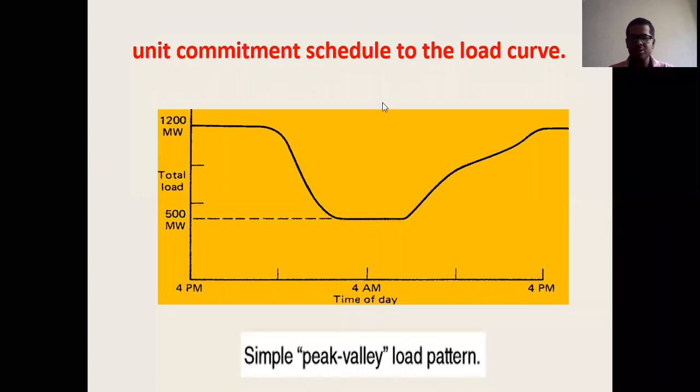Then come to this concept. This is a load curve. The maximum point is 1200 megawatts and the minimum load is 500 megawatts. In this example, how many generators are there? Three generators. At each and every point, every time, we must meet the load. Here the load is 1200 megawatts, here the load is 500 megawatts, and similarly here the load is 1200 megawatts. When you look at the time axis from 4 p.m. to 4 p.m., the load is always changing, but still our target is that we must meet the load.